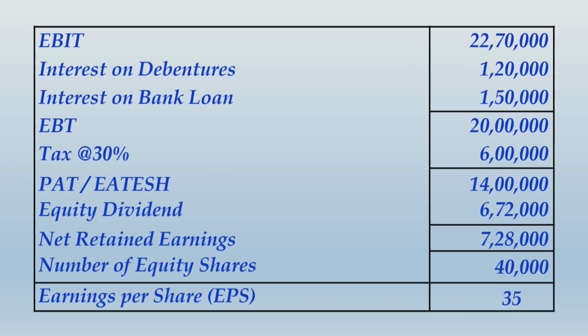So from your profit earned, you have given equity dividend of 6,72,000. So what remains is the net retained earnings, that is 7,28,000. Now number of equity shares given to you is 40,000 shares. So you should know one thing, that earnings available to equity shareholders is 14 lakhs, and number of equity shares being 40,000, earnings per share will be 14 lakhs divided by 40,000, and that is already reported to you as 35.